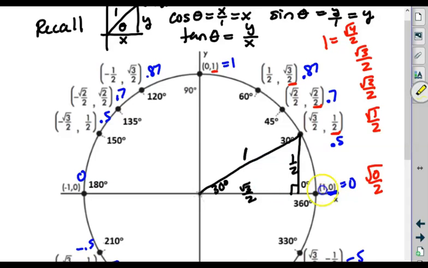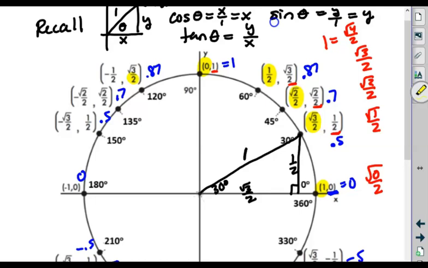So let's see what's happening to the x values on the cosine graph. We see that when we're at 0 degrees, the x value is 1. Then when we're at 30 degrees, we're at square root of 3 over 2, or 0.87. At 45, same as sine, 0.7. At 60, 1/2. And at 90, 0. So instead of going 0, 0.5, 0.7, 0.87, we're going 1, 0.87, 0.7, 0.5. We're going the other direction with our numbers.